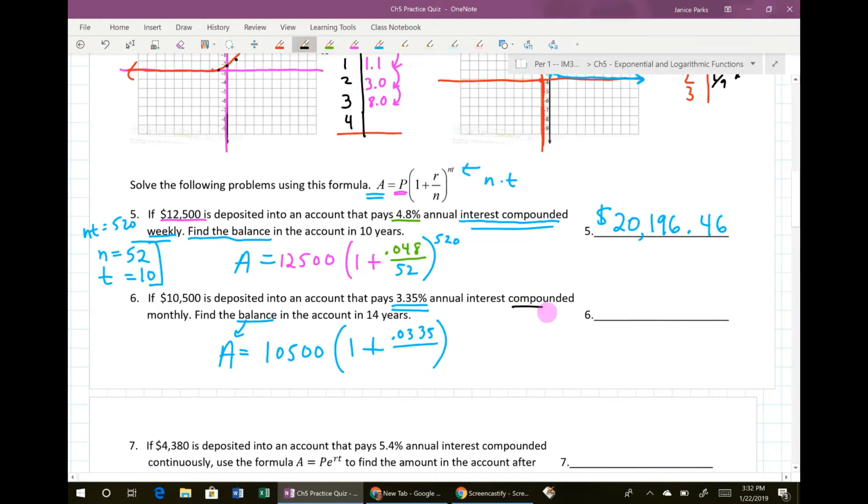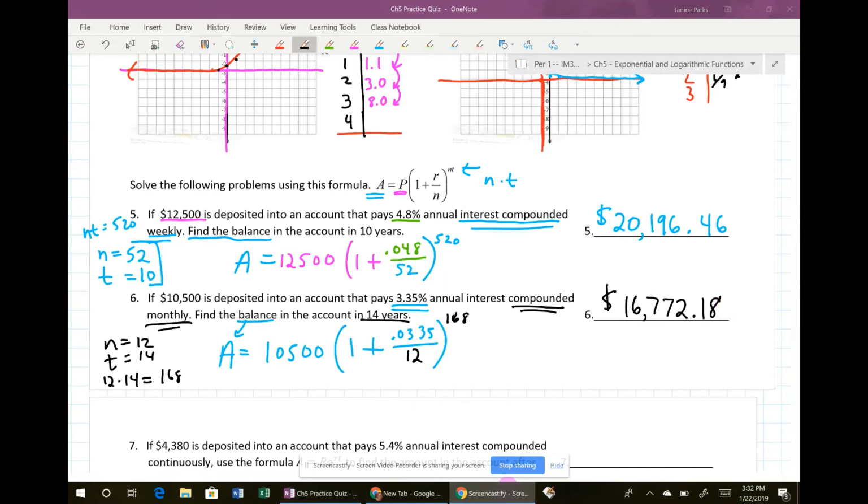N is compounded monthly, so that means that N is equal to 12. For 14 years, T is equal to 14. So 12 times 14 is 168, and that's the exponent. Again, do all the stuff in the parentheses first, raise that answer to the 168th power, and then multiply by 10,500. This will give you $16,772.18.